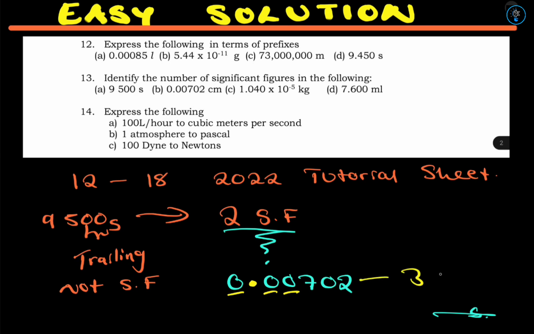So we have three significant figures in this one. Remember, zeros in between non-zero integers are counted as significant. Okay, so that's the answer for this one.